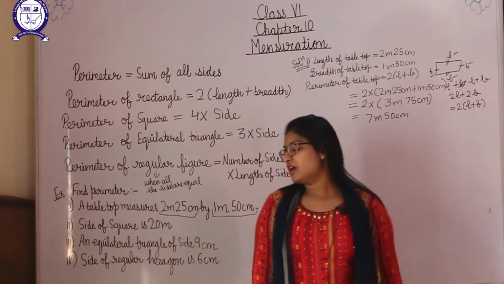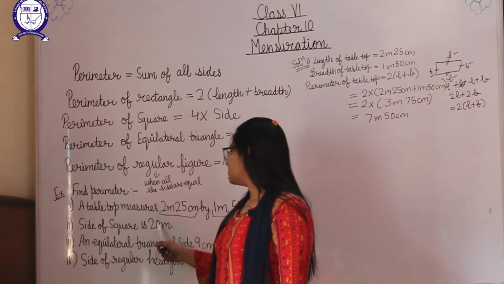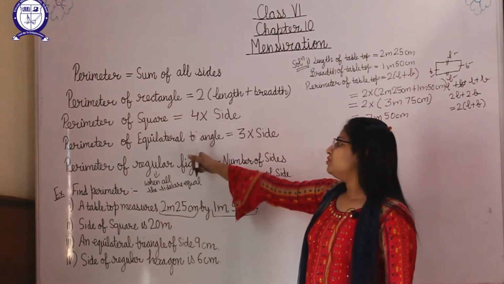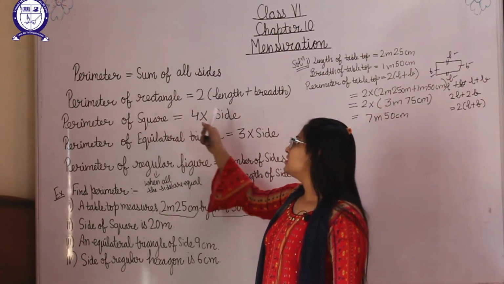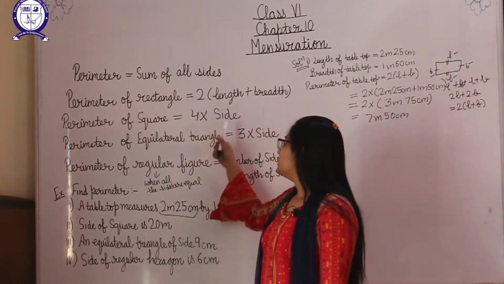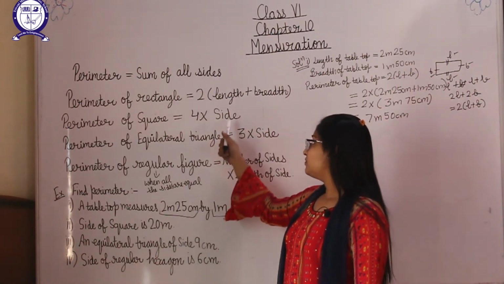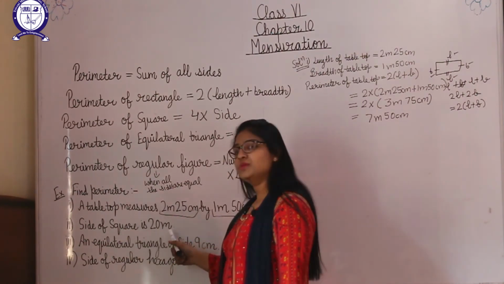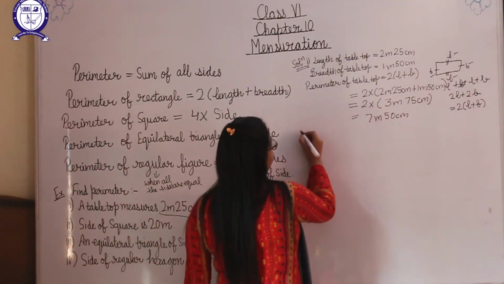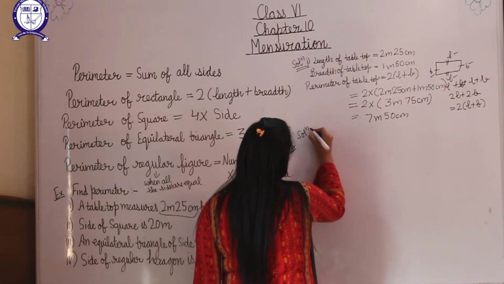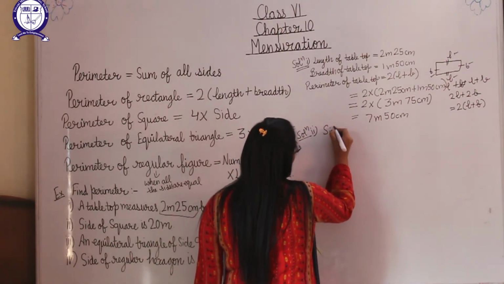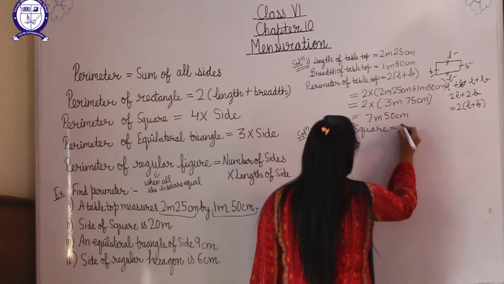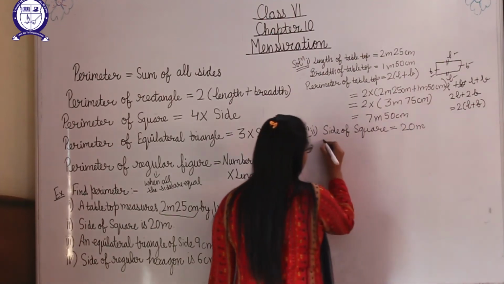Okay students. Now the second question here is side of square is 20 meter. What is given? That the side is 20 meter and we need to find the perimeter. We know that the perimeter of square is 4 into side. It means in place of side, what we can substitute? Side with 20 meter, because the side of square is given as 20 meters, right? So what we will be doing here for the solution 2, we will write that side of square is equal to 20 meter as it is given in the question.